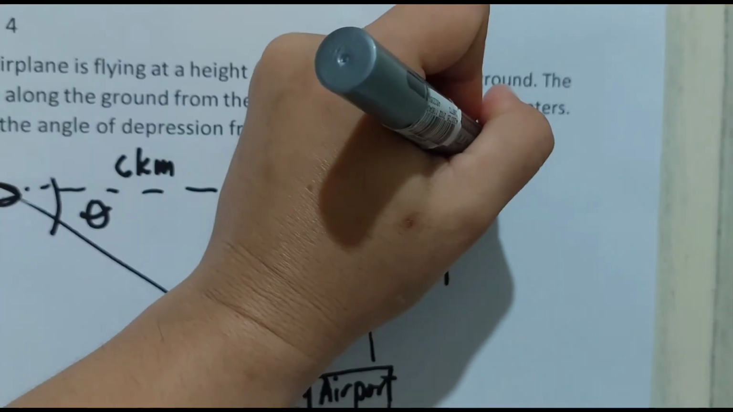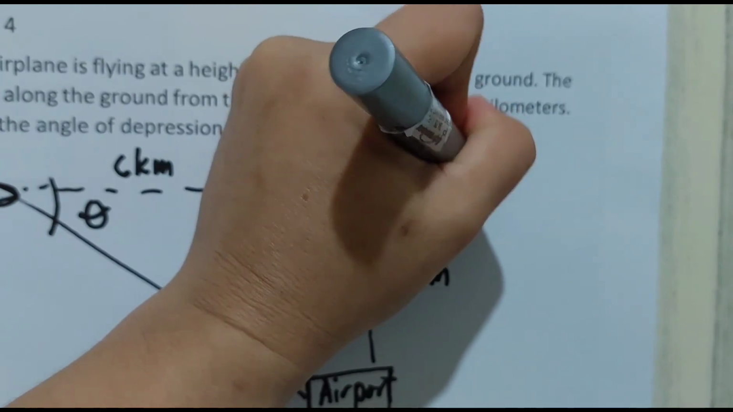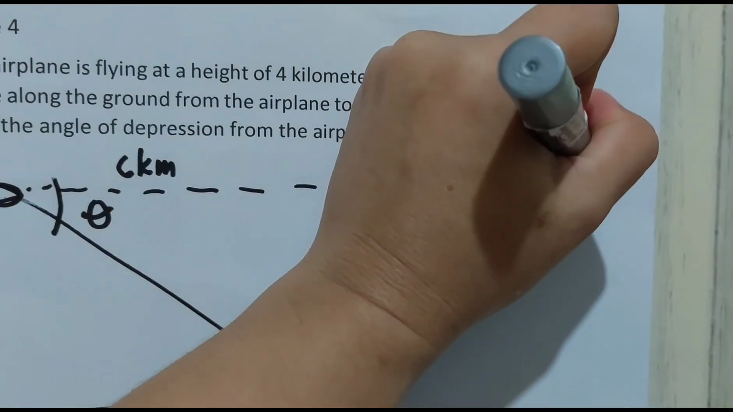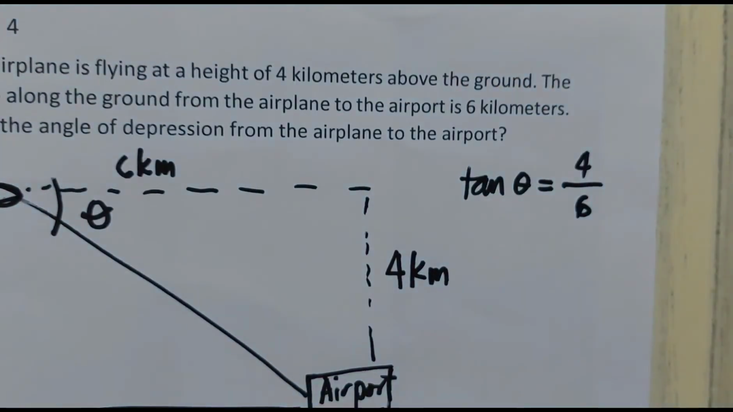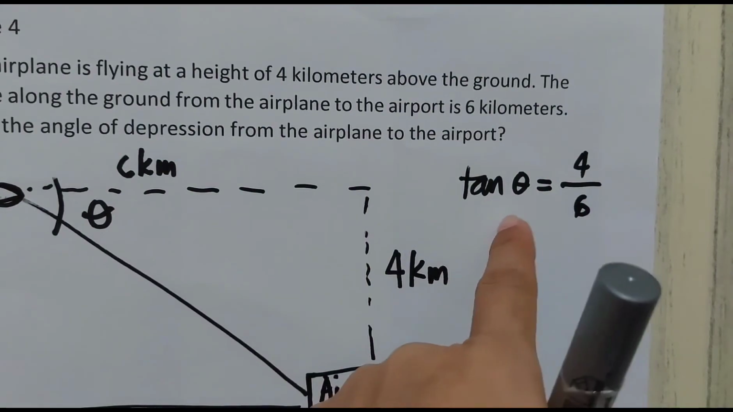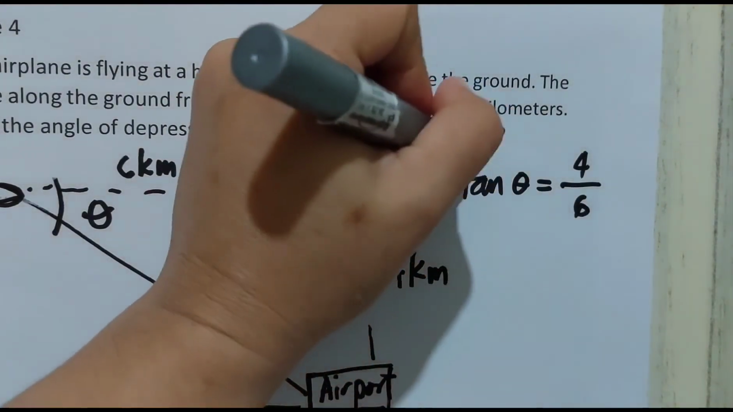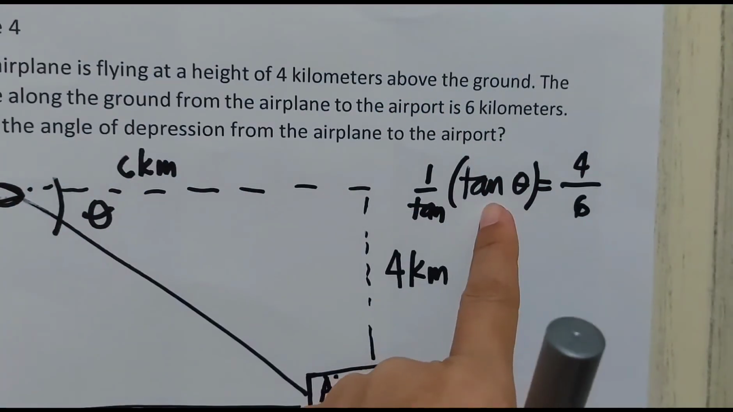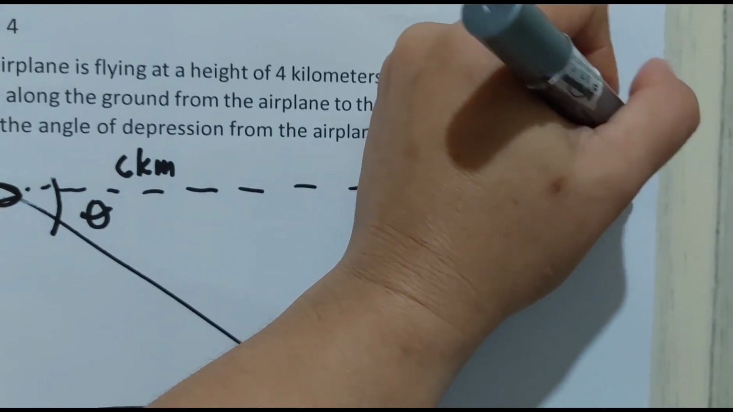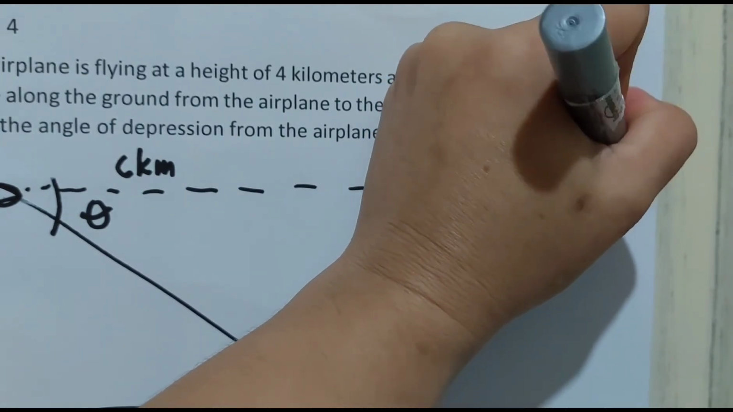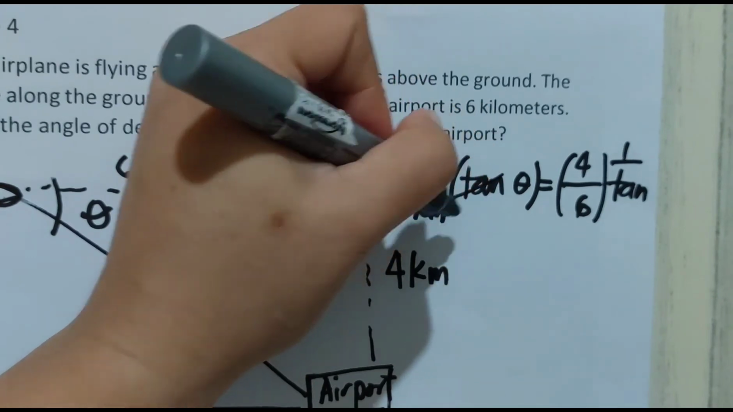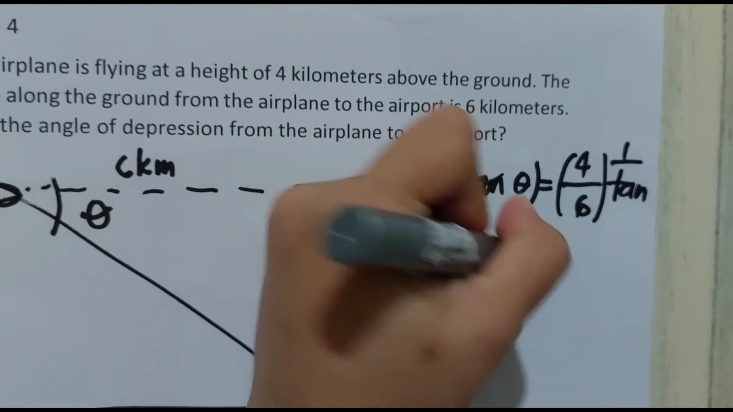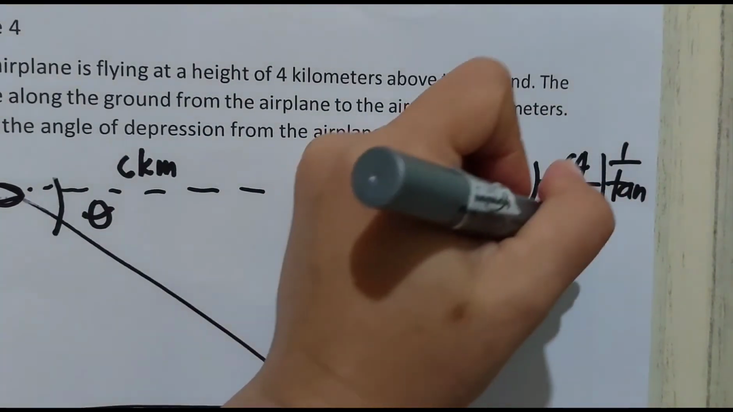So for the solution, gamay-gamay mag-space. So we have here tangent theta is equal to opposite, which is 4 over 6 kilometers. Now, since we're going to eliminate tangent aron theta na lang mahabilin, we are going to multiply both sides by 1 over tangent, the reciprocal of tangent. Kanipod, multiplyan na to og 1 over tangent. Aron makancel na to ang tangent, ang mahabilin, si theta na lang.